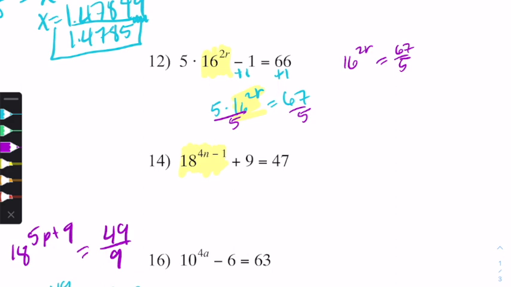Now I know I'm going to go to my calculator in just a minute, so I'm just leaving it as 67 fifths, and then when I go to the calculator, I'll just use that then.